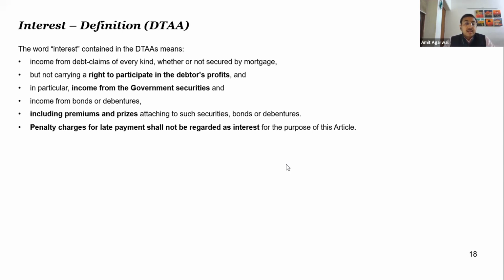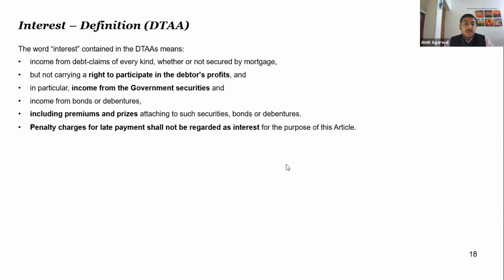Now on interest, interest also typically has quite a wide definition, which covers income from debt claims. It also covers the right to participate in the debtor's profit. It also covers income from government securities, income from all sorts of bonds and debentures, including premium and prizes, except that penalty charges on late payment are not covered as per the DTA. The right to participate in the debtor's profit is the example I covered earlier: say there's a CCD, debentures, or any other instrument where the interest payment is linked to the profits of the debtor, and when the debtor has a profit, you get an interest or maybe a higher interest. This could be one example of right to participate in the debtor's profit.